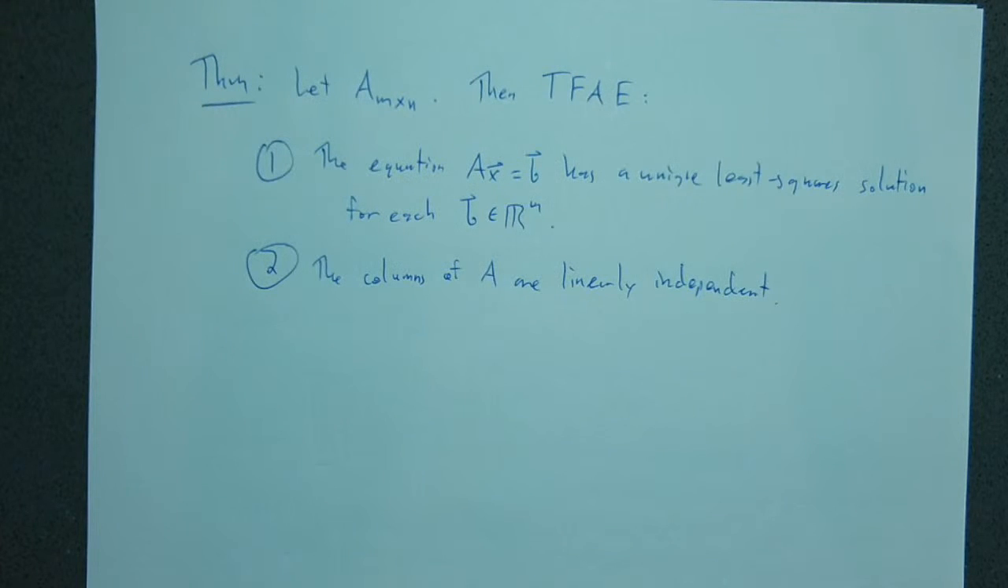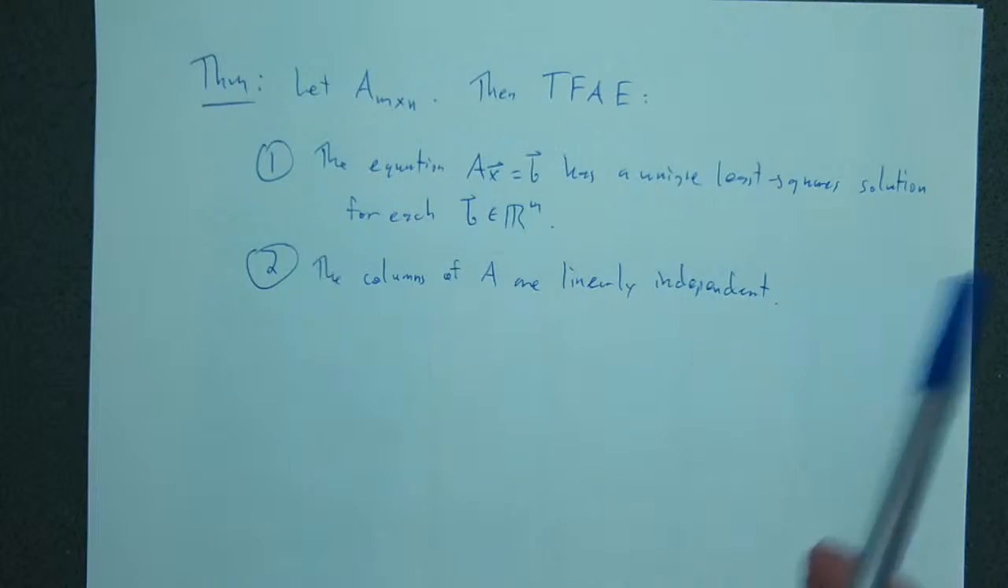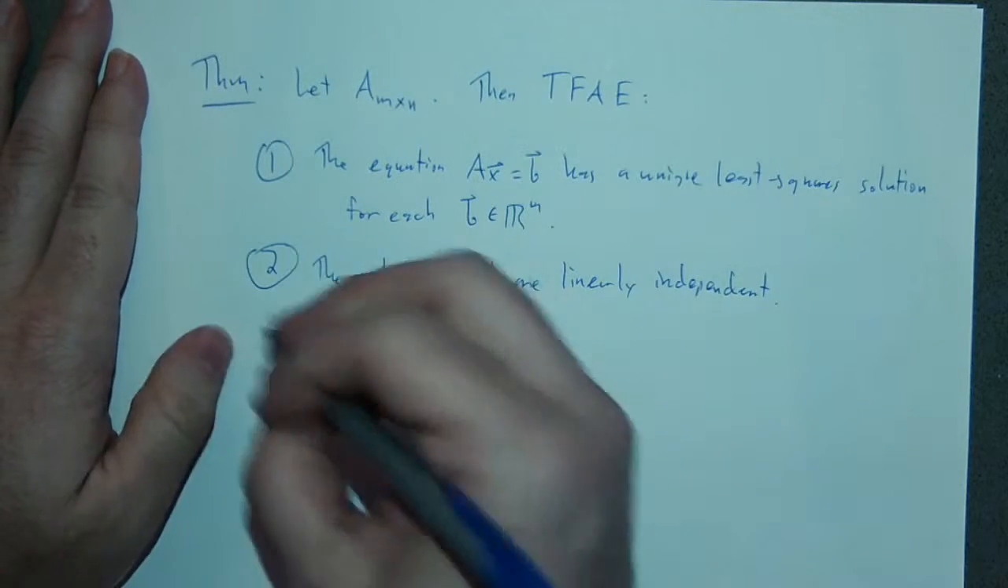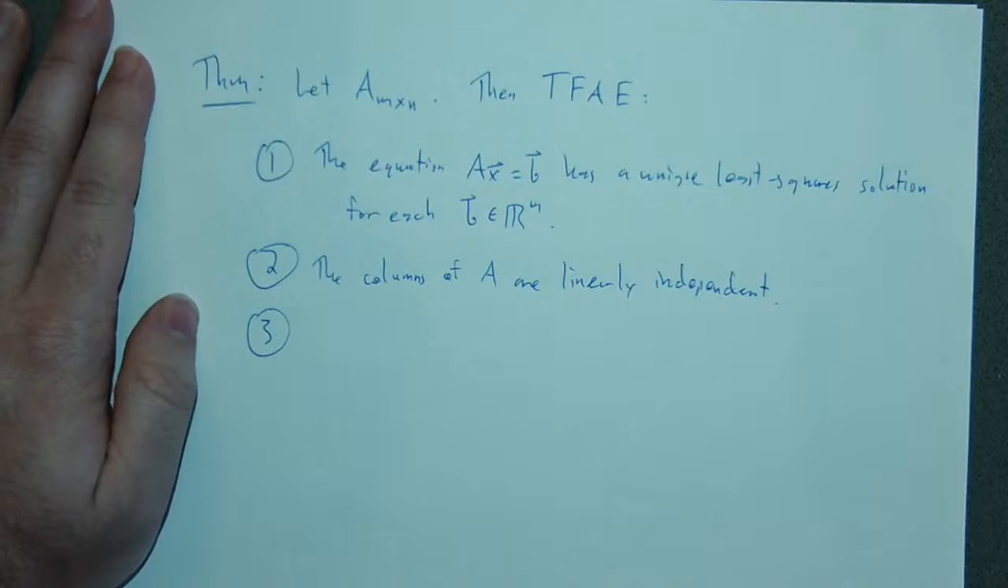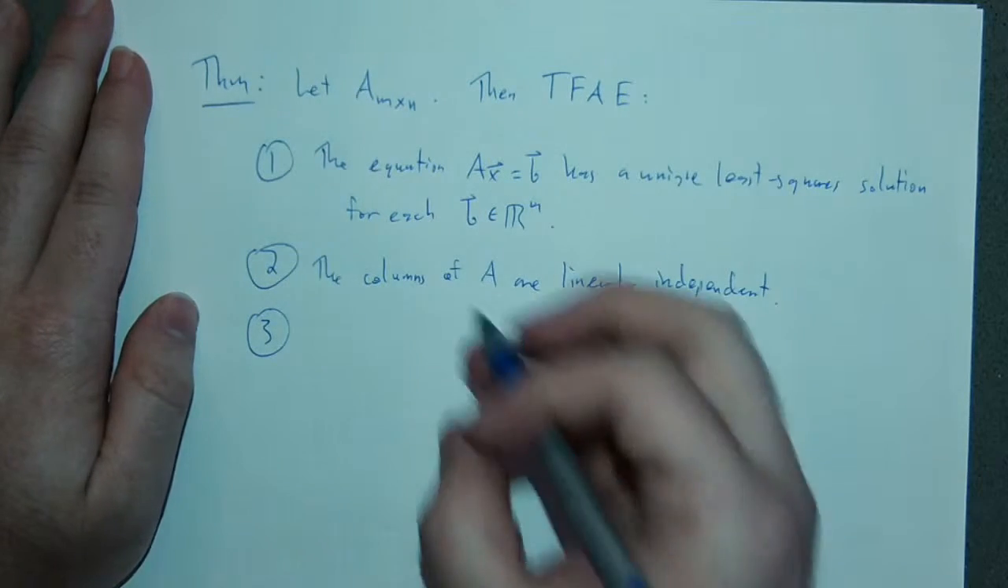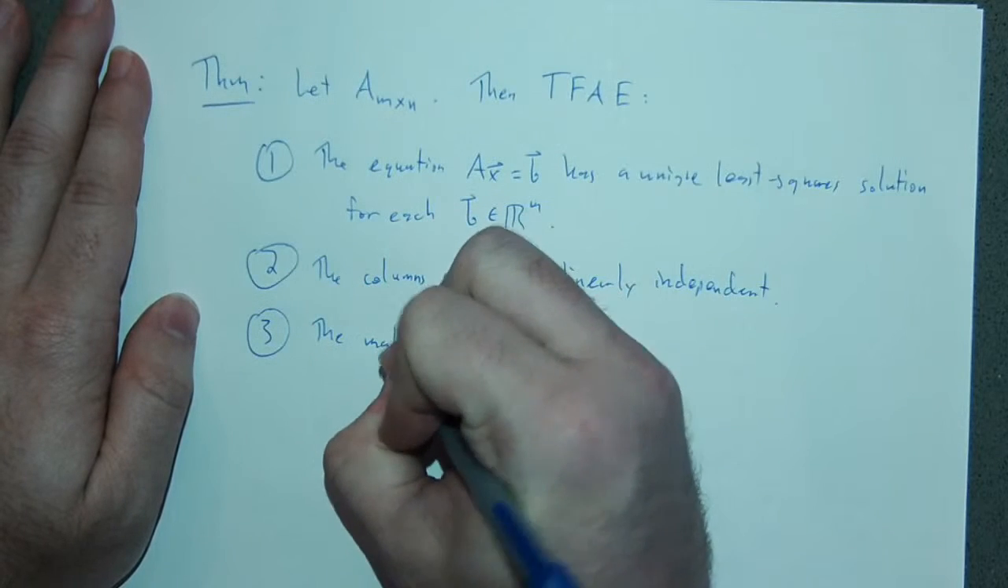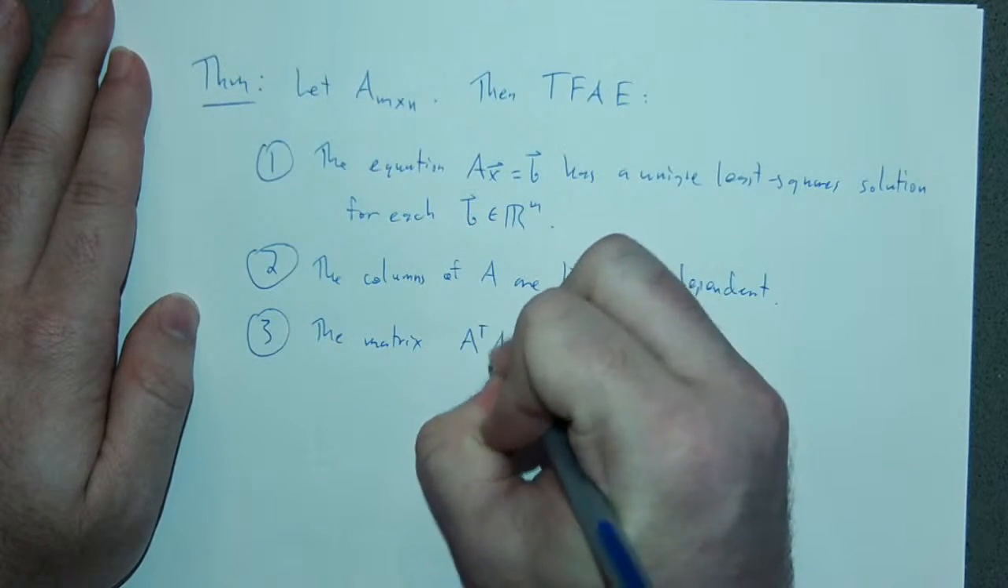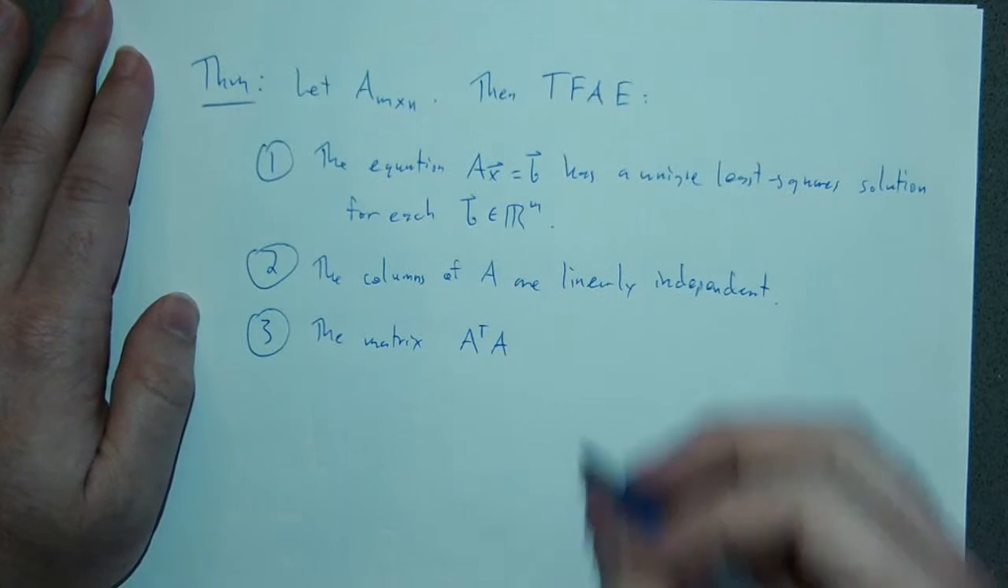If A is square and has linearly independent columns, well, then you're good to go, right? Screw least squares solutions. You can just find a unique actual solution to the equation. If we have a rectangular matrix, however, and the columns of A are linearly independent, that is equivalent to this equation having a unique least squares solution for every choice of right-hand side vector. And this itself is equivalent to the matrix A transpose A being invertible.